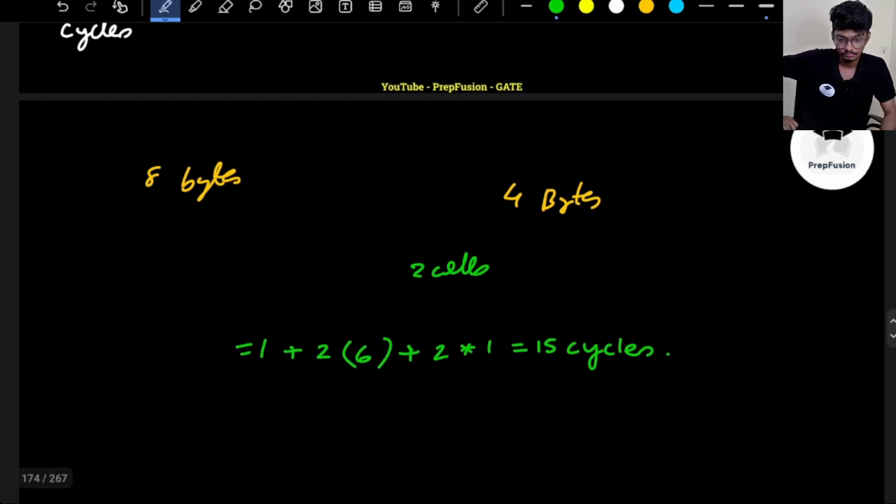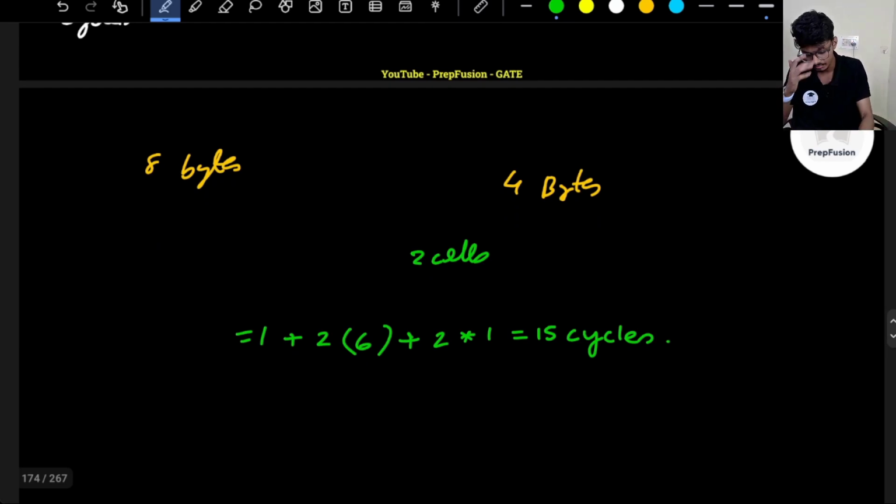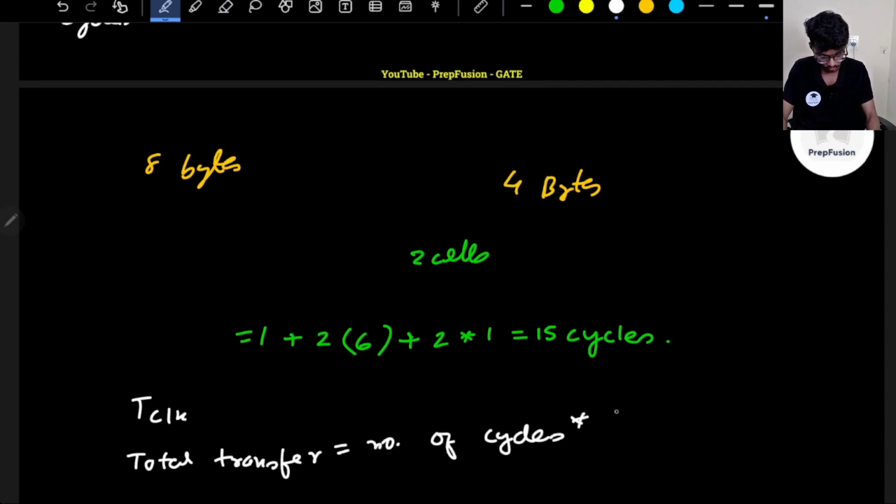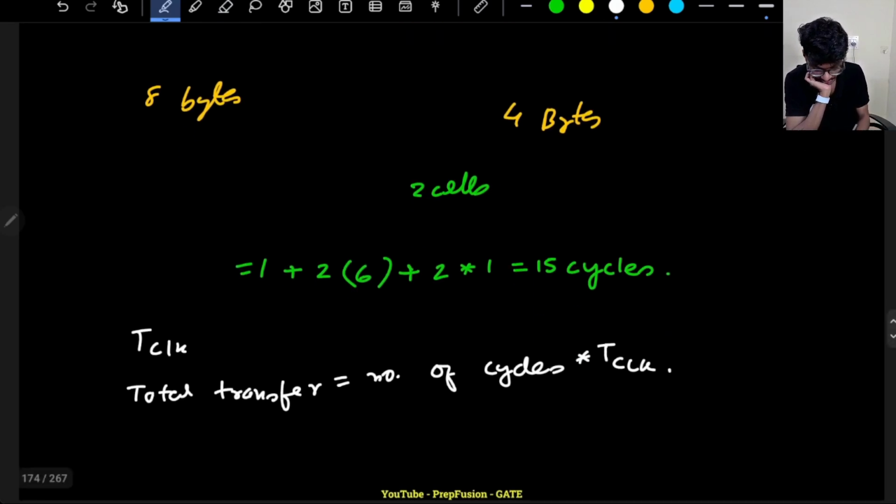Okay, so that is how you find it out. And what is the total time? If some T clock is given, the total transfer time will be the number of cycles into T clock. You will simply multiply by the T clock and you will get the total transfer time. This will be the total transfer time or total penalty time.